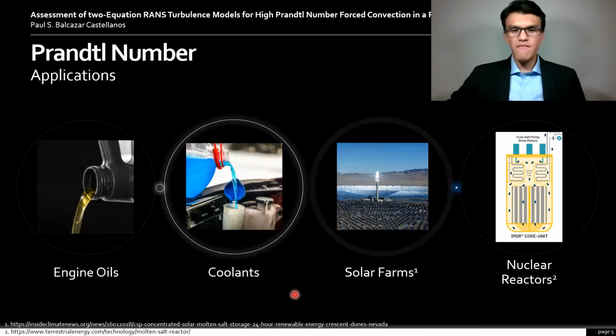High Prandtl number fluids have been widely used, for instance, in the automotive industry with engine oils and coolants. However, other high Prandtl number fluids have gained relevance. For instance, molten salts are used in solar farms as working fluid to remove the heat, as well as for thermal storage. Additionally, there are molten salt nuclear reactor designs that are becoming popular.